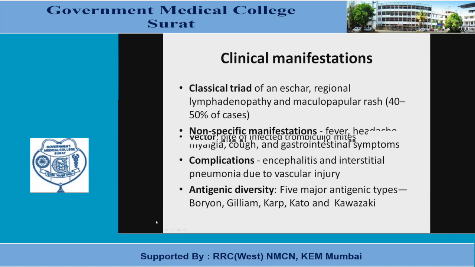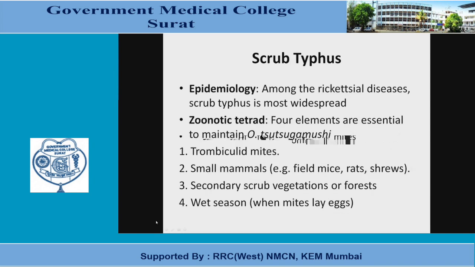Antigenic diversity is there that gives Boryong, Gilliam, Karp, Kato and Kawasaki. These are the different species, strains. So, scrub typhus is common among the rickettsial diseases. It is the most widespread.